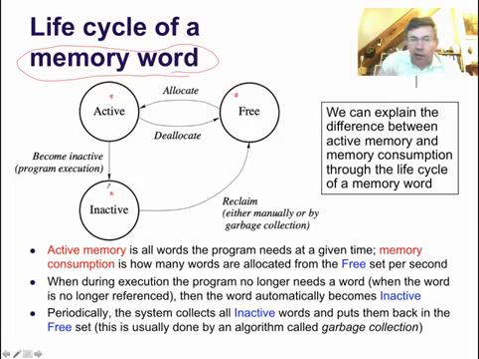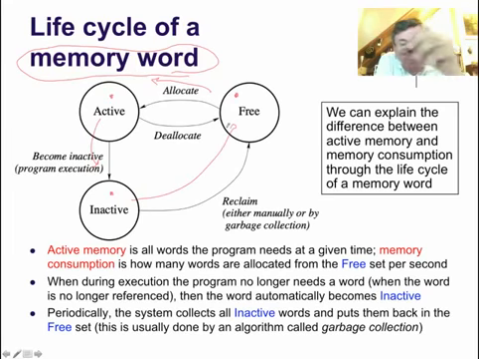And after a while, a lot of inactive memory words are hanging around, and there's an algorithm that collects them. This is called garbage collection, and then it becomes free again. So there's a kind of cycle, the memory words going from free to active to inactive to free again. Sometimes we can move them back from active to free immediately. For example, if they're on a stack, and if we deallocate a stack, we can move them directly back to free. But very often, if they're part of complicated data structures, it's not so easy to do that.